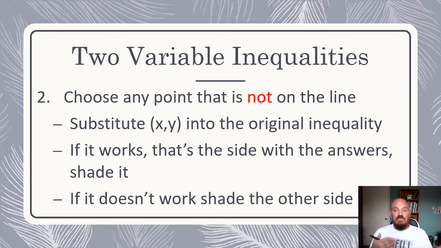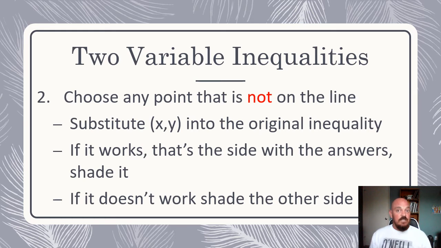Now, I said in the notes, if it works. What I mean by if it works is like if you get 2 is less than 5, and you go, yeah, 2 is less than 5. That works. Well, what that means is that the point that you chose is one of the answers. But more importantly, it's on the right side. So everything on that side of the line is the answer.